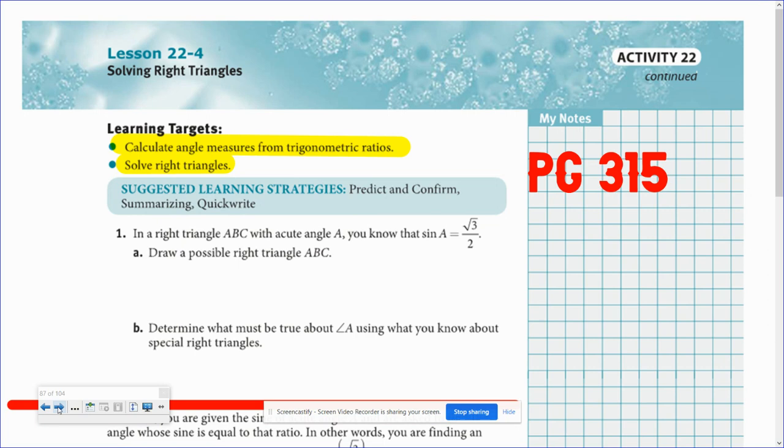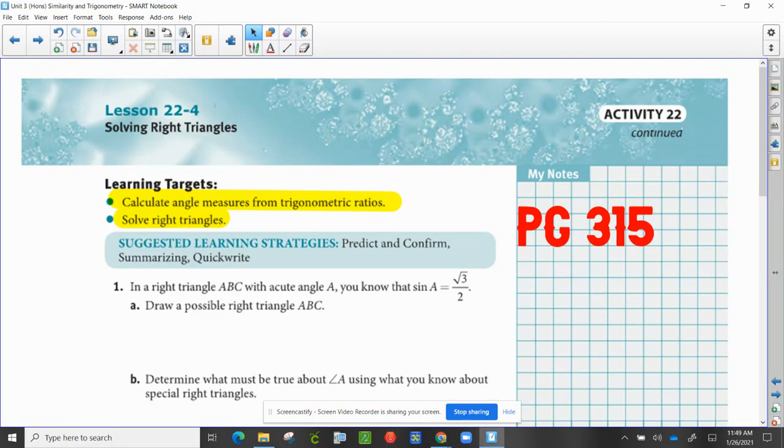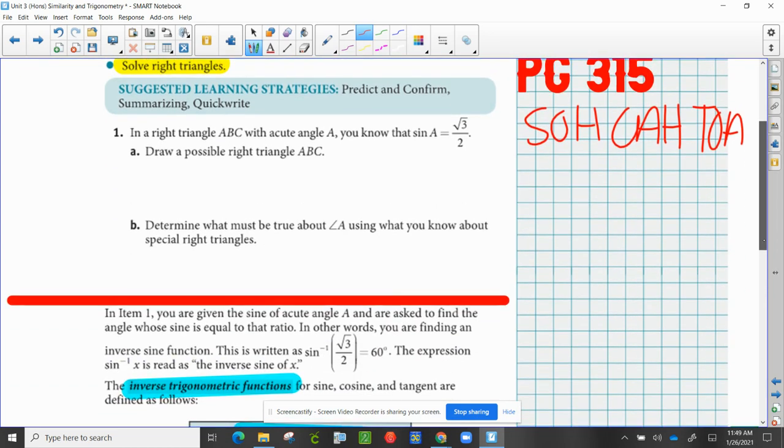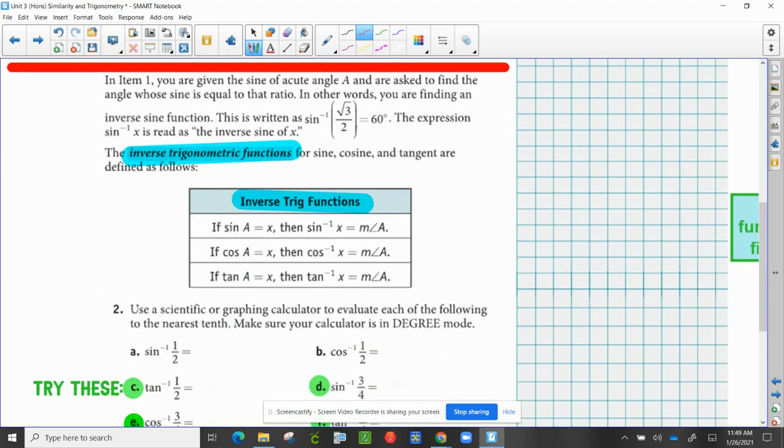Okay, so calculating angle measures from trig ratios. Remember our setup for our trig ratios. If you remember SOHCAHTOA, that will help you set up your equations here, so you remember what ratios go with which trig function. But I'm actually going to jump down to the main part of it. The way we find angles in a function is by using the inverse trig function.